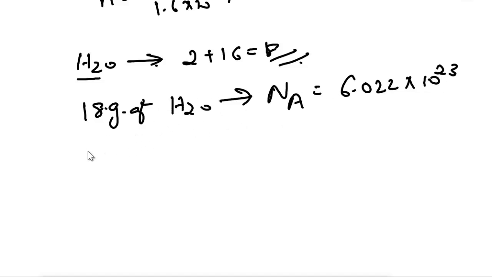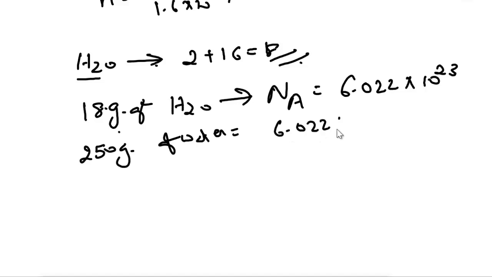Suppose 1 cup means 250 grams. Then 250 grams of water contains how many? For 18 grams it is this many, so for 1 gram it will be 6.022 into 10 to the power 23 divided by 18 molecules, into 250, which gives the number of water molecules in 250 grams of water. It depends on the volume of the glass which you are taking. So from here you can find the number of molecules.